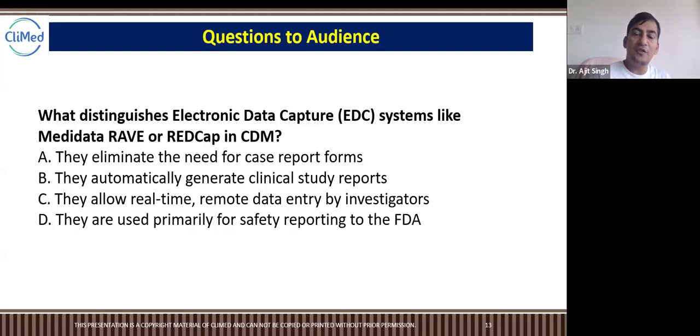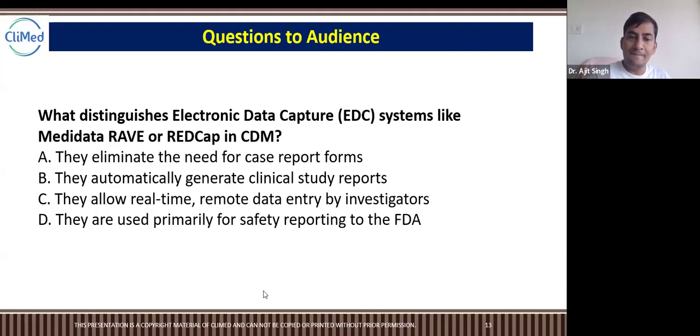They eliminate the need for case report forms. They automatically generate clinical study reports. They allow real-time remote data entry by investigators. They are used primarily for safety reporting to the FDA. So yes, guys, what could be the right answer? Like why do we choose electronic data capture systems?